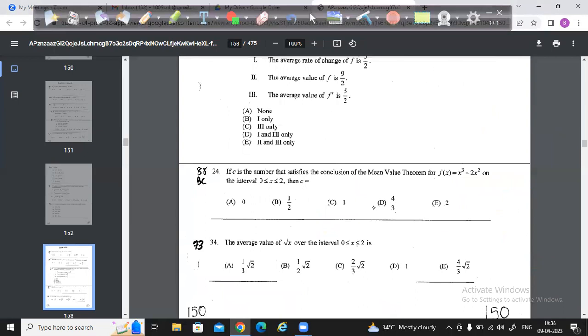If c is a number that satisfies the conclusion of the mean value theorem for f of x on the interval, then c is equal to what? What does the mean value theorem say? f dash c is equal to the average rate of change, which means f of b minus f of a by b minus a. So find f dash c, find f of 2, f of 0, divide by 2 minus 0, equate and you'll get the answer. The given function satisfies the mean value theorem. What is the value of c? Everyone should do this and type your answer fast.